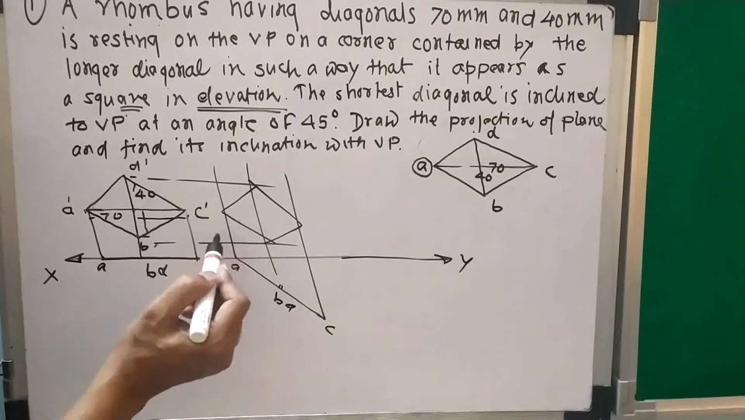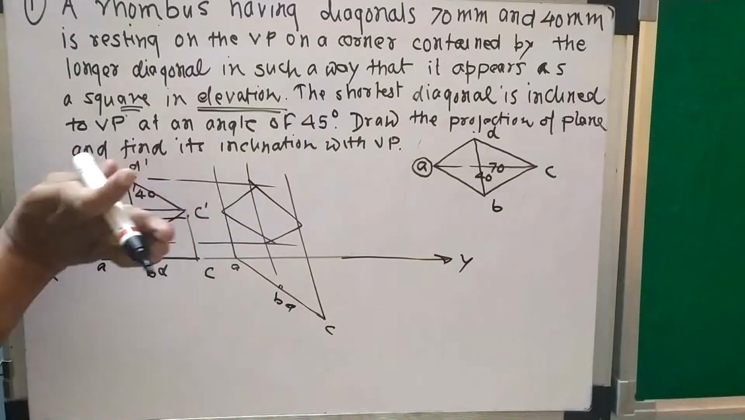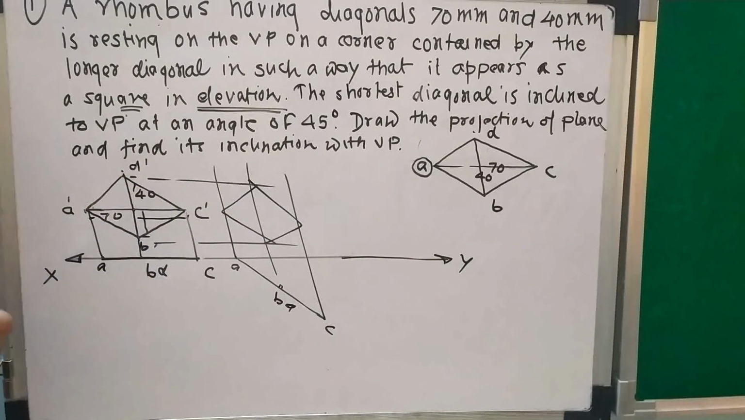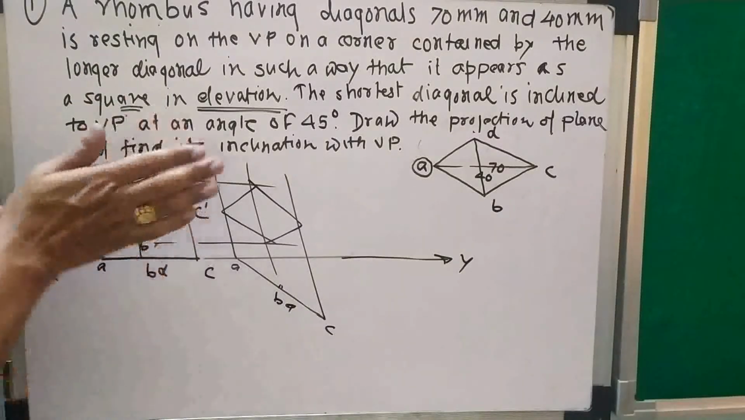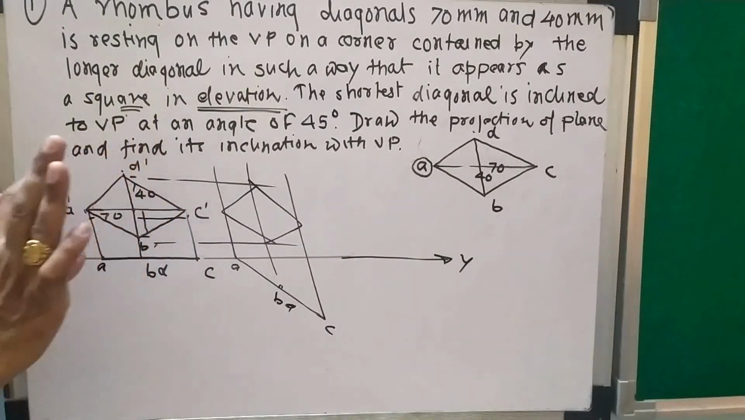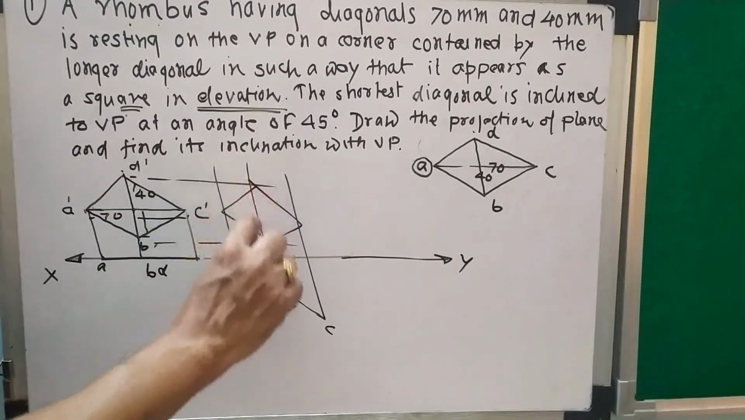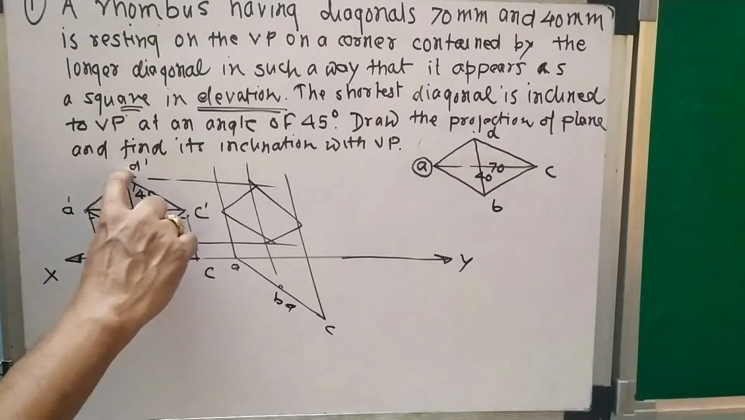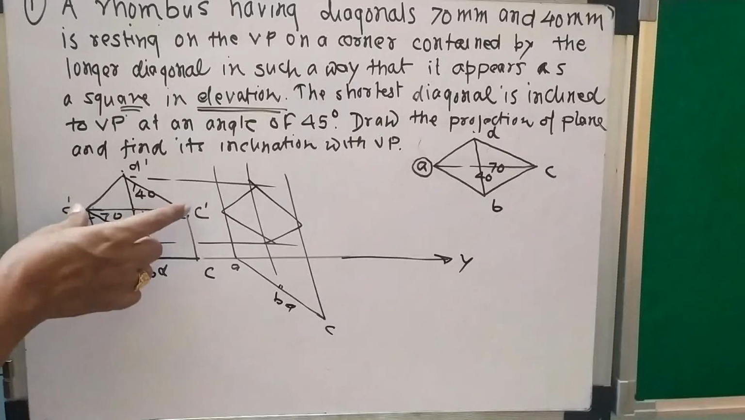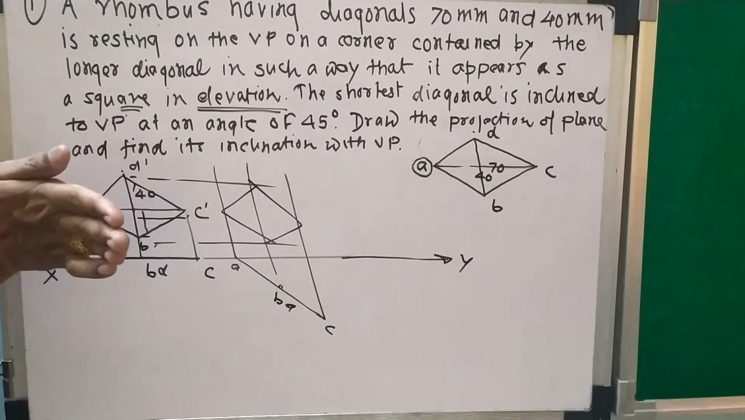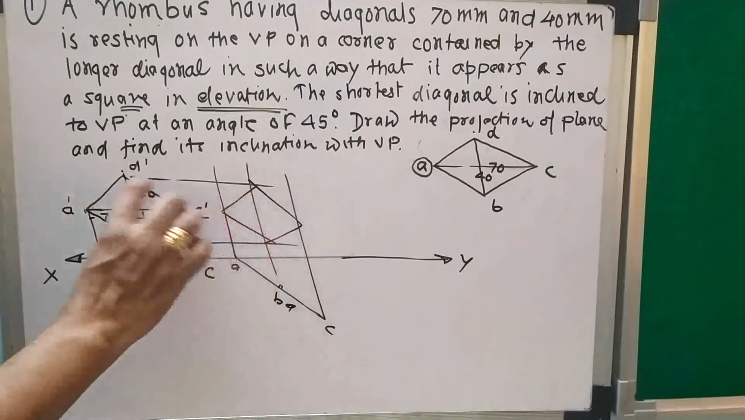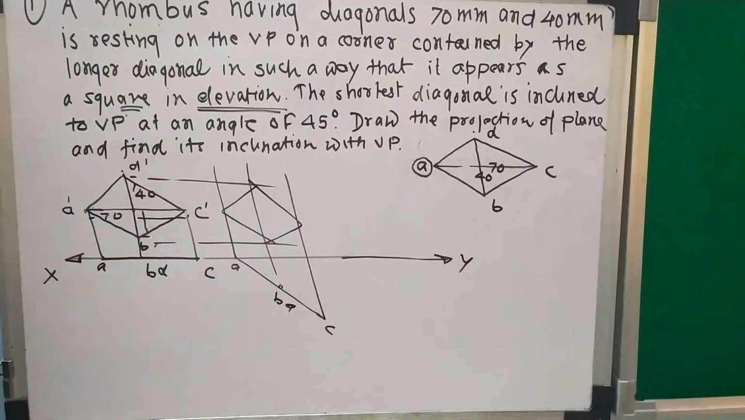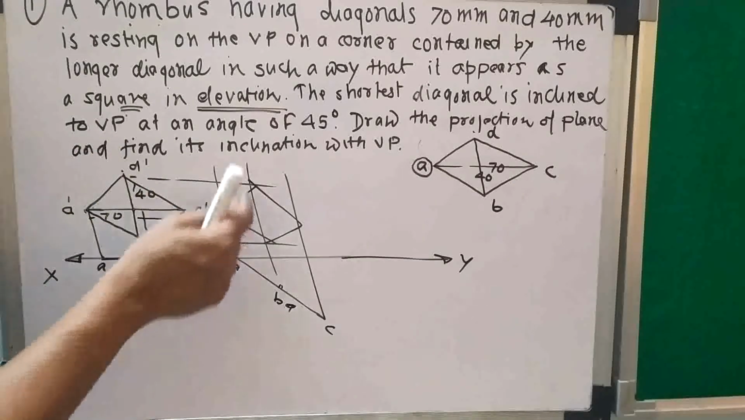Then when you turn this inclination with VP, this BD diagonal remains parallel to the VP. Suppose when you turn like this, BD remains parallel to the VP. So only the BD diagonal remains constant. Its dimension is not going to change because BD is remaining parallel to VP, while the AC diagonal is turning and becoming inclined to the VP. So AC will become shorter and BD will remain as it is. So this means that BD has a length of 40.